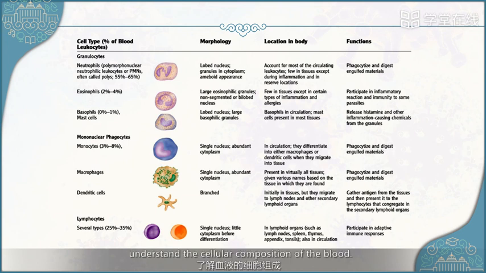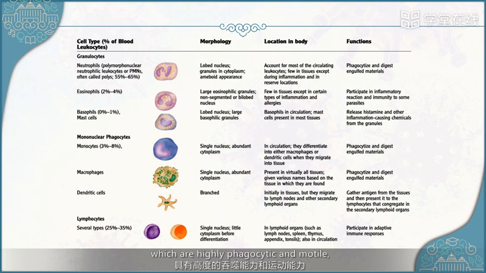First, understand the cellular composition of the blood. Blood consists of a fluid called plasma and formed elements. The formed elements include erythrocytes, leukocytes, and platelets. This figure includes neutrophils, eosinophils, basophils, monocytes, macrophages, dendritic cells, and lymphoid stem cells.